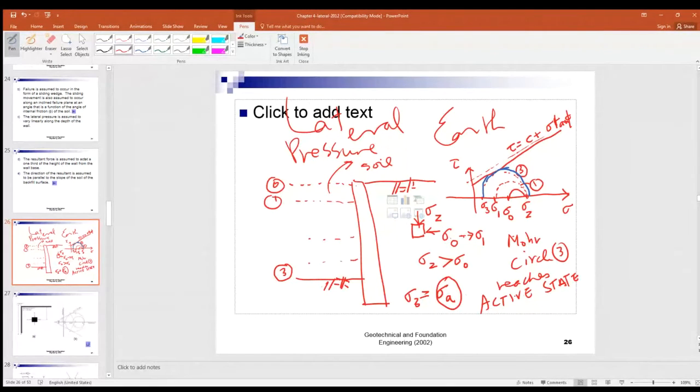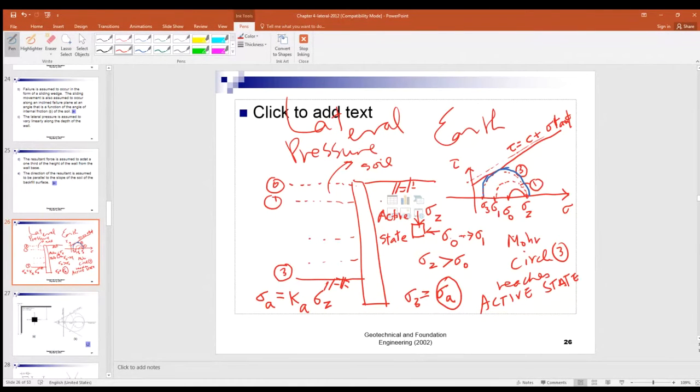In other words, sigma A is equal to the lateral pressure coefficient times sigma Z, the vertical stress, right? The active pressure coefficient is equal to the ratio of sigma A over sigma Z. Okay, so we have the soil here at the back of the retaining wall is now at the active state.